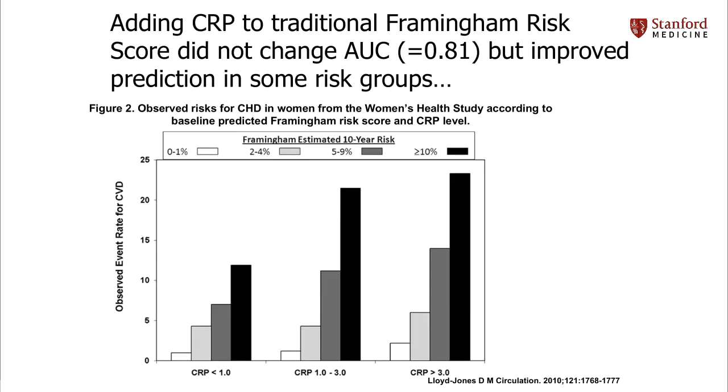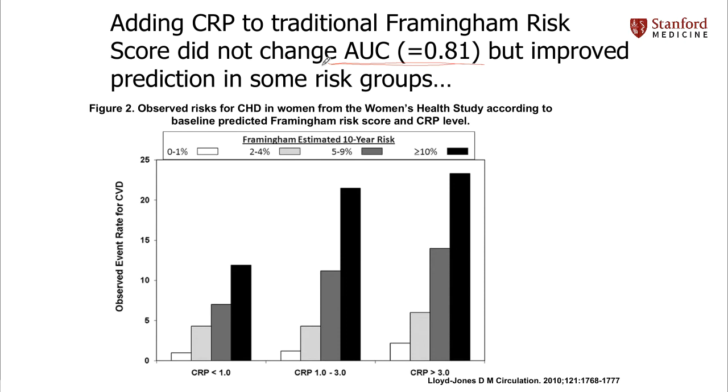This graph focuses solely on adding CRP, a marker of inflammation, to the traditional Framingham risk score. In this study, adding CRP did nothing to the area under the ROC curve. It remained at 81%. But that didn't mean that CRP was without predictive value.